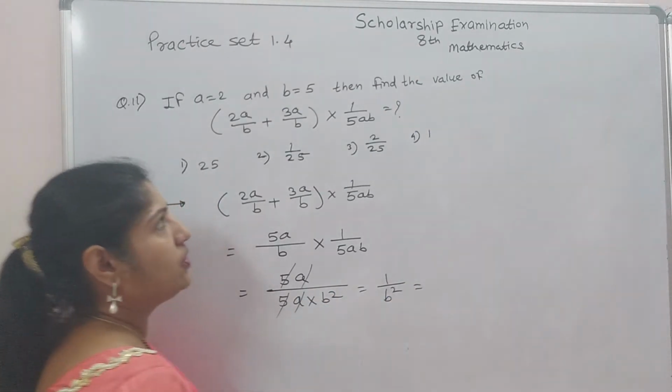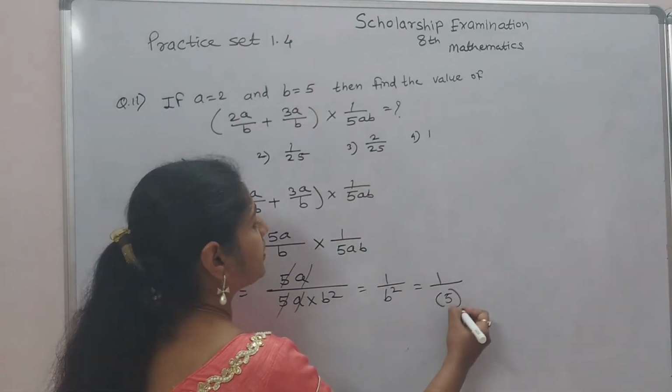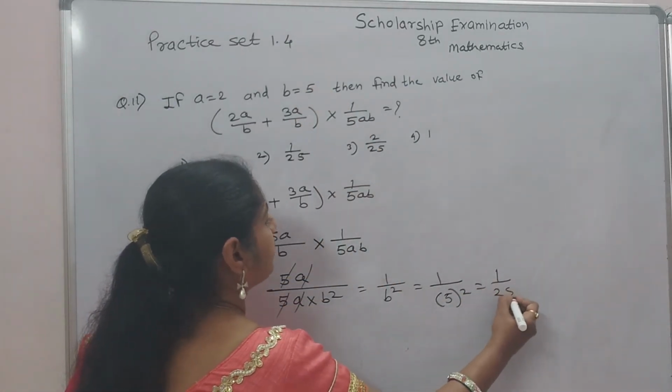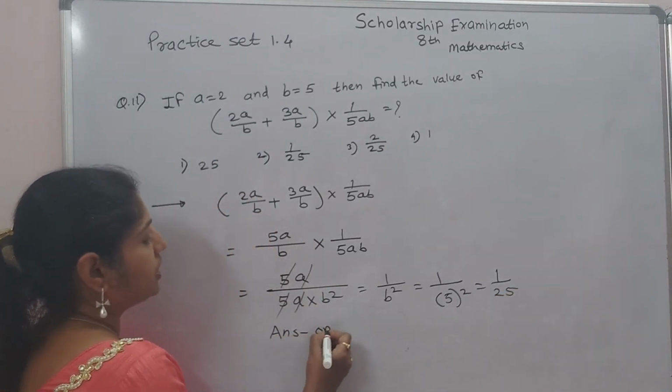Now put the values. The value of B is 5, so 1 upon 5 square is 1 upon 25. The answer is 1 upon 25, so the answer is option number 2.